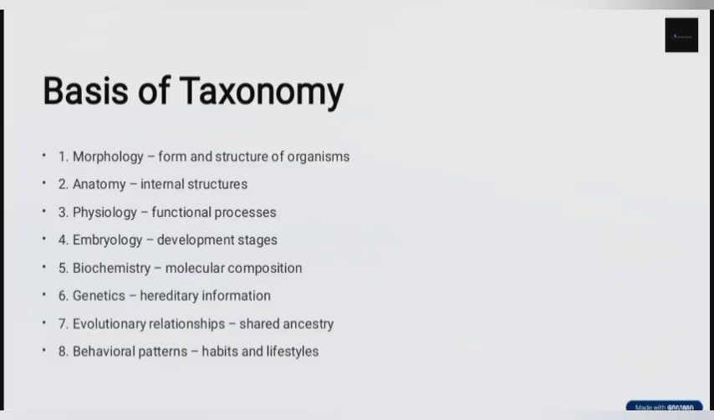Number one is their morphology. Morphology means structure, form and structure. So when we see an animal, the first thing we should recognize is how is this animal? What's the form and what's the structure? Does it have 4 limbs? How does it move? Does it fly? All these morphological structures are what we look out for.